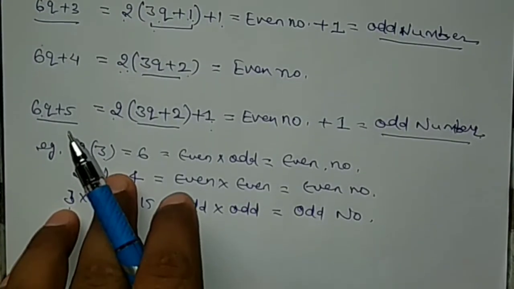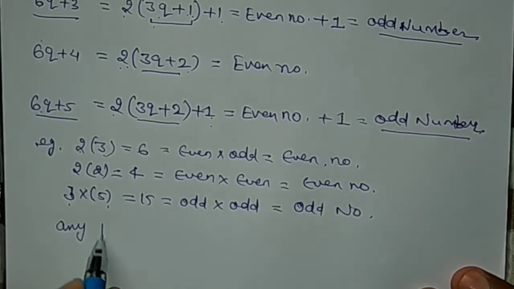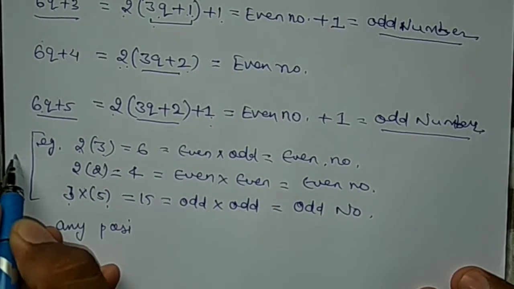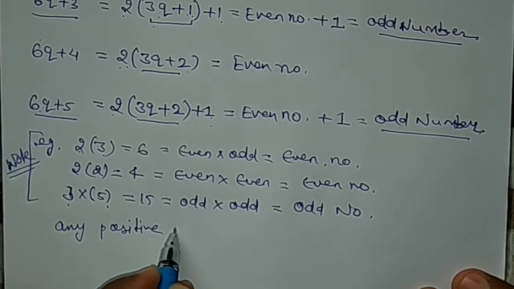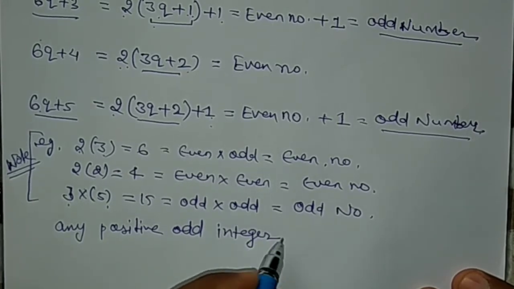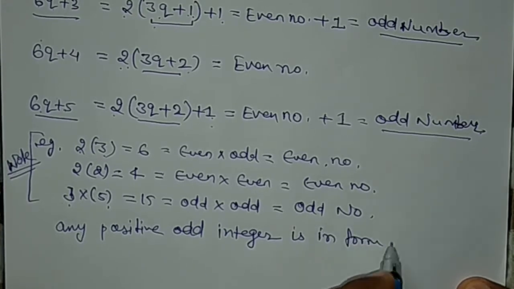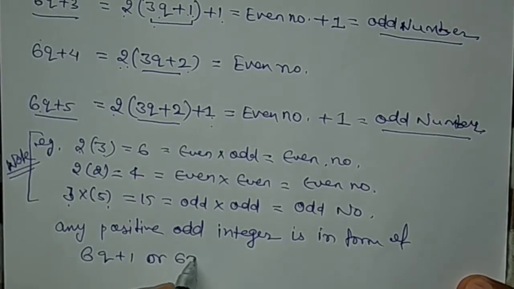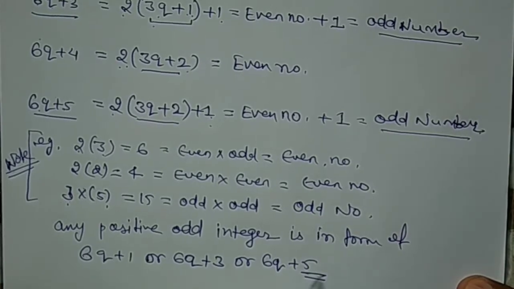Okay, so we can write any positive integer, that is in the note, that is only for example, only for the note, for understanding only. Now any positive odd integer, okay, we are talking about the odd integers, is in the form of 6q plus 1 or 6q plus 3 or 6q plus 5. Okay, that is our answer.